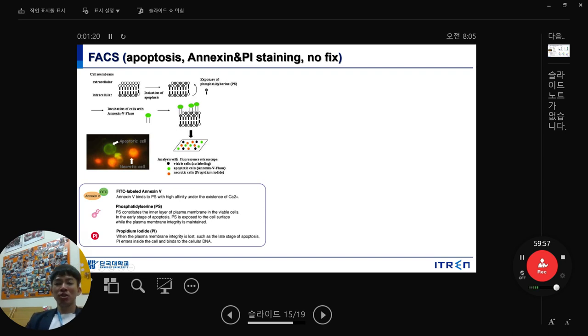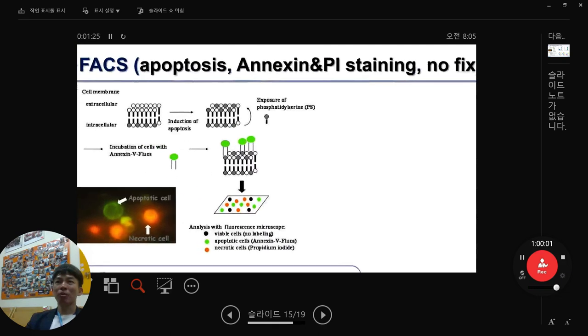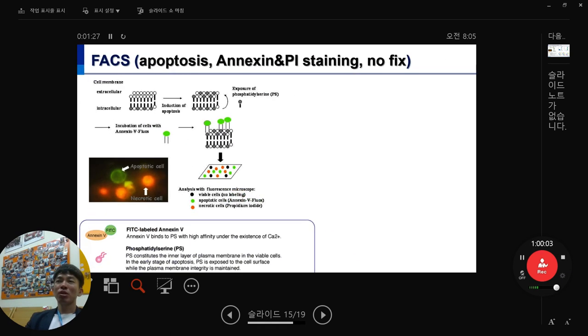So this is another high technique, annexin V PI staining, for checking apoptosis. You have to remember that for annexin V PI staining, you should not do fixation. When you fix a cell, you are a terrible person.